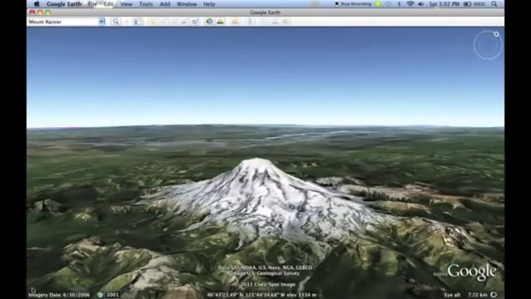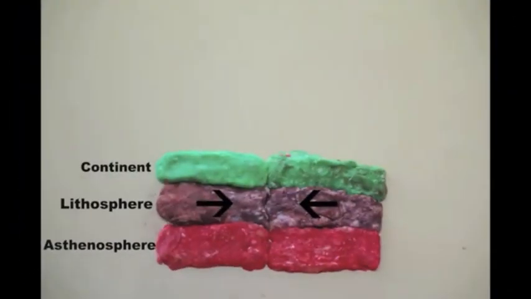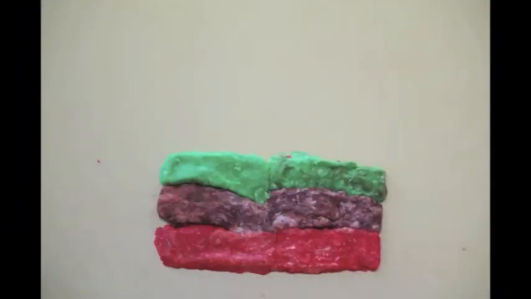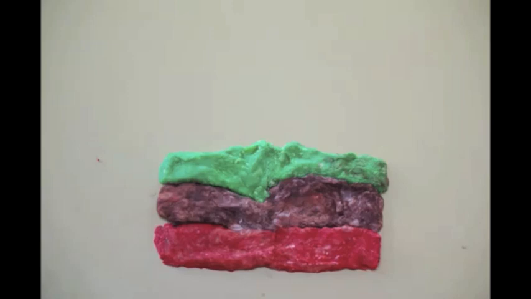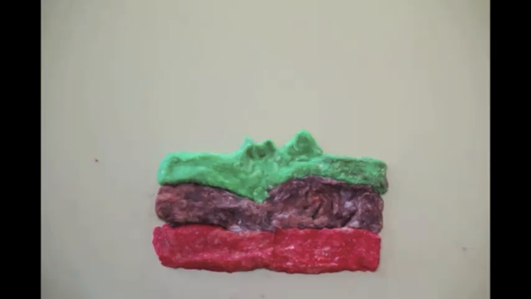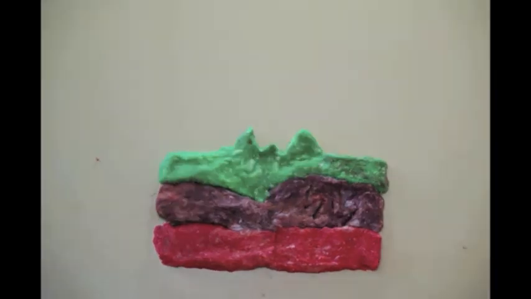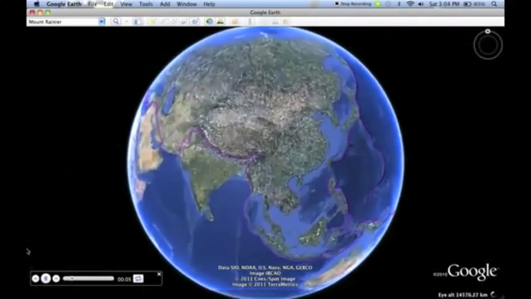When two continents converge, the crust compresses. It crumples and thickens, creating high mountains and a wide plateau. An example of a continent-continent convergence is Mount Everest. When the Indian Plate subducted beneath the Asian Plate, the crust thickened and piled up, forming the Himalayas.